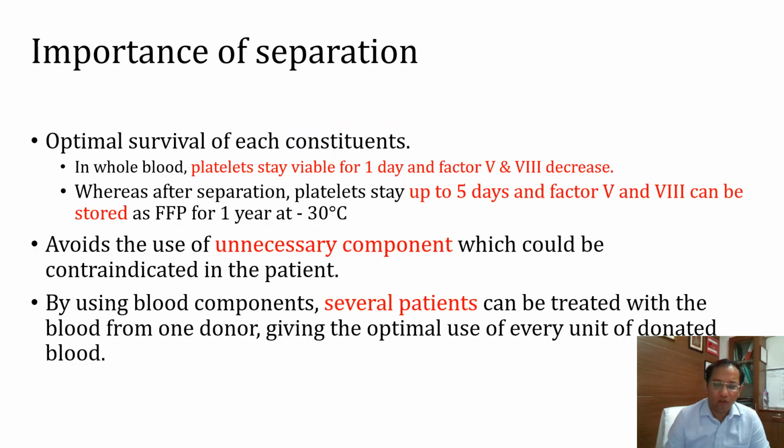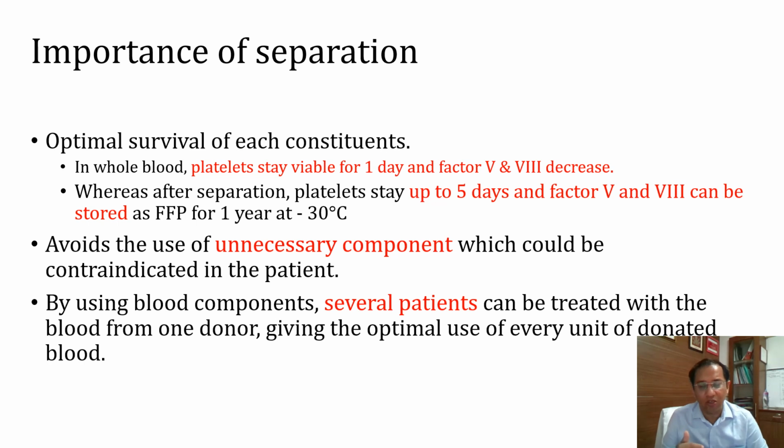Importance of separation: blood component separation is important, of course. Why? Because of three main reasons. One is the optimum survival of each constituent. In whole blood, the platelets stay viable for just 1 day, and the labile coagulation factors like factor 5 and 8 decrease consequently. Whereas after separation into various blood components, the platelets stay up to 5 days, and factor 5 and 8 can be stored as FFP for 1 year when stored at -30 degrees or lower temperatures. So that is one use.